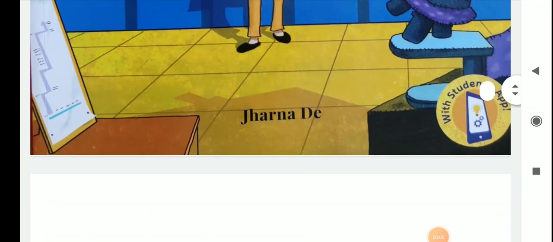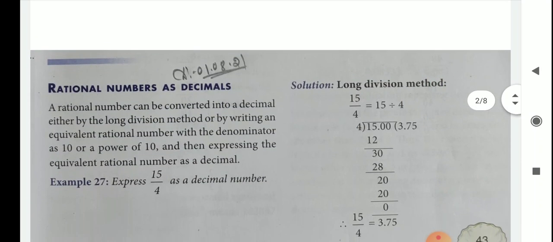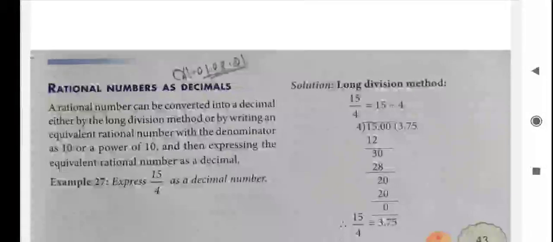Children, now we'll discuss rational numbers as decimals. A rational number can be converted into a decimal either by the long division method or by writing an equivalent rational number with the denominator as 10 or a power of 10 and then expressing the equivalent rational number as a decimal.